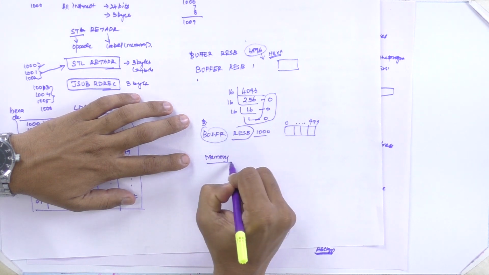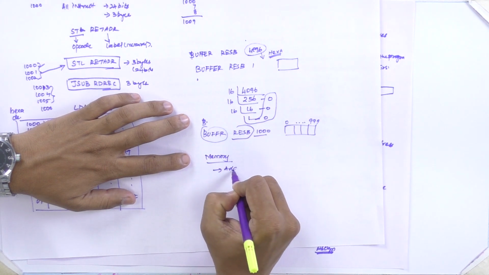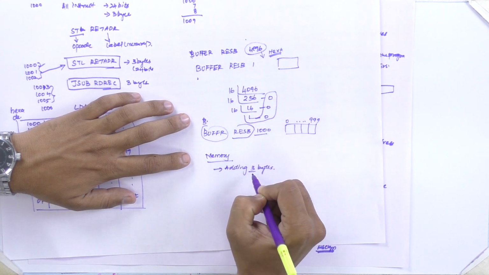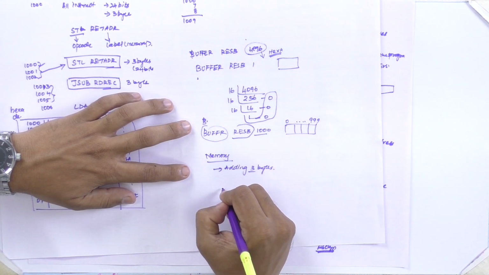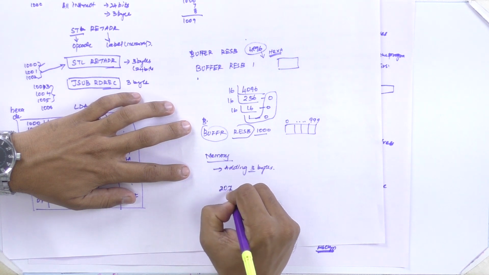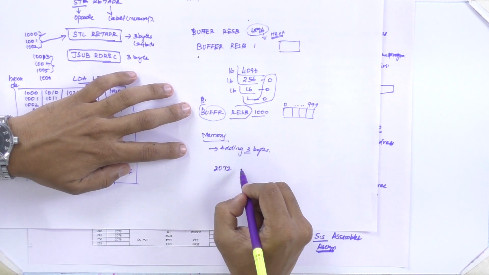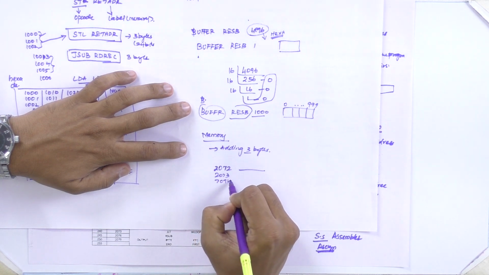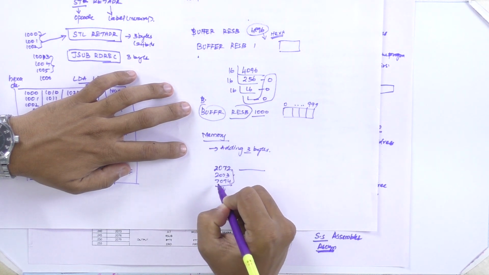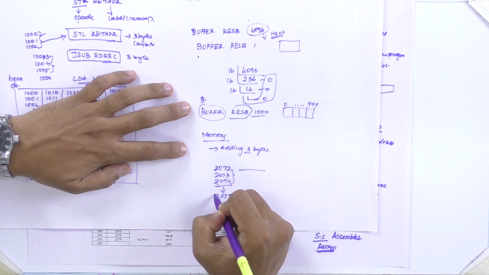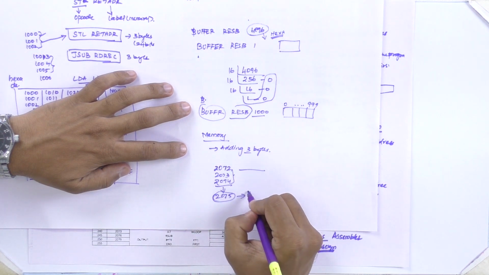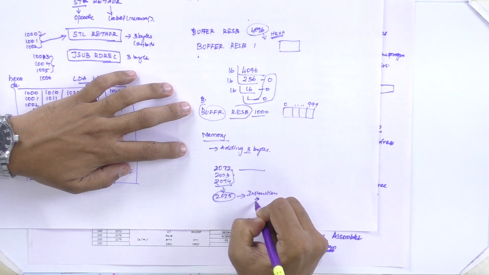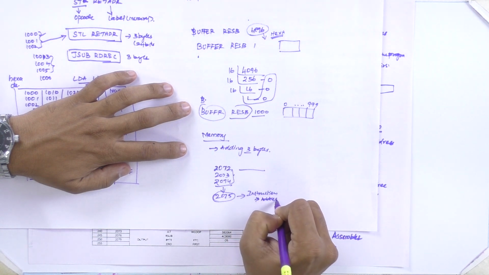Memory is assigned by means of adding 3 bytes whenever an instruction is encountered. Suppose an instruction starts at 2072, that instruction will complete at 2073 and 2074. So the next instruction will start at 2075. This is how an instruction is assigned an address.